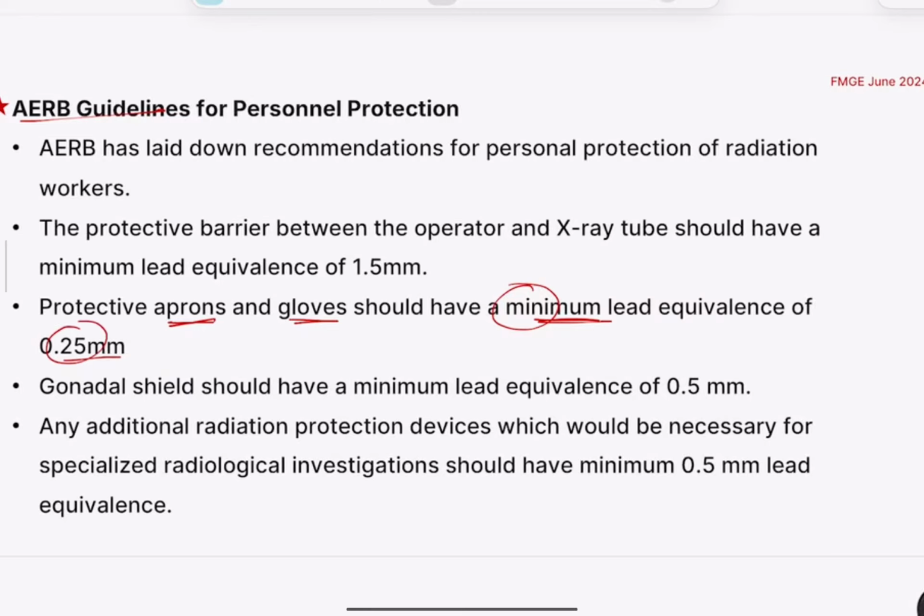The minimum is 0.25 mm, but the most common that we use is 0.5 mm, because according to international guidelines, 0.5 mm is the minimum. Indian guidelines is 0.25. Right? But imagine, we are importing the majority of the things that we use, so we get 0.5. So most commonly used is 0.5, minimum recommended is 0.25.